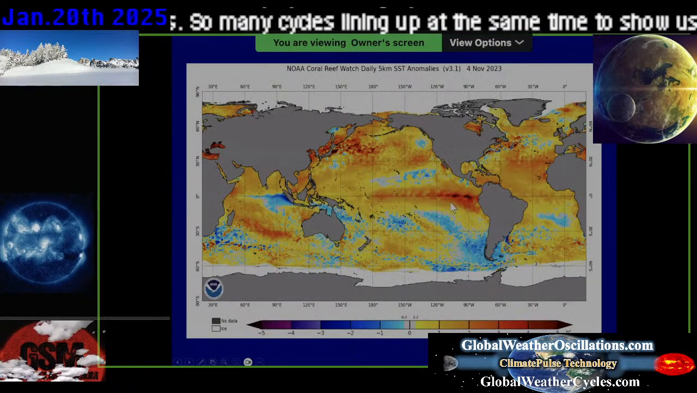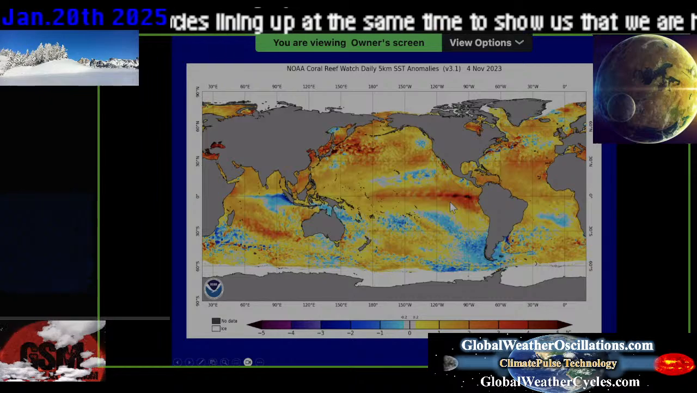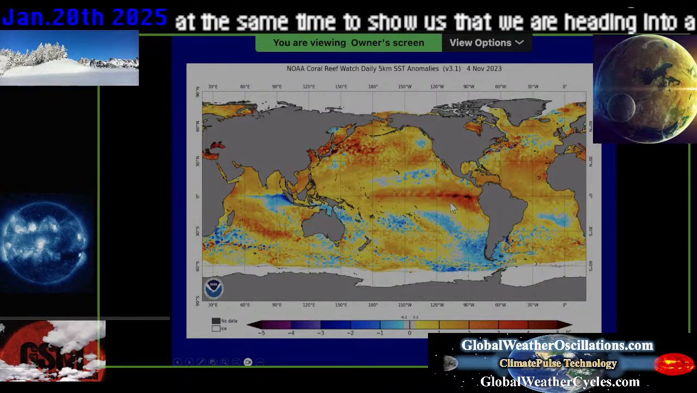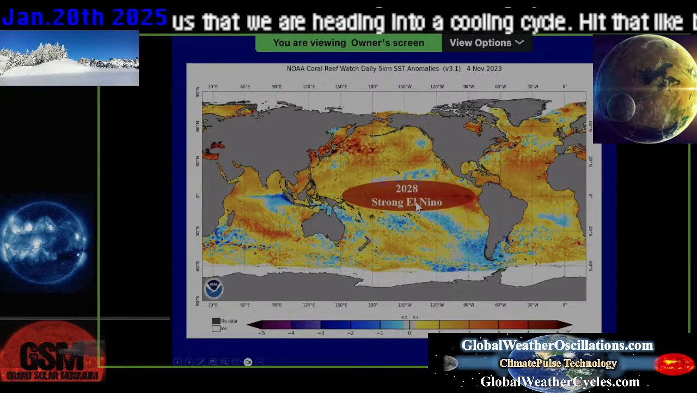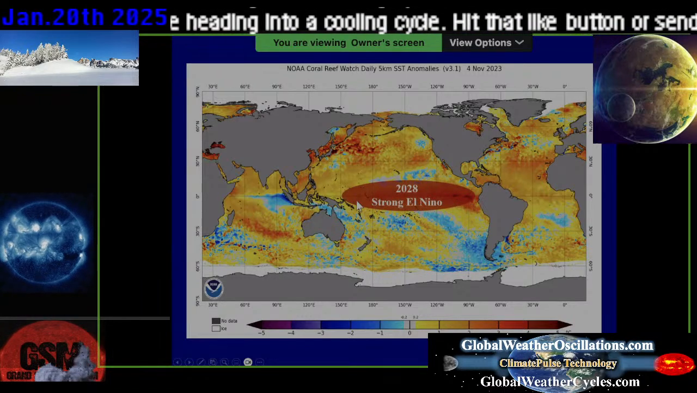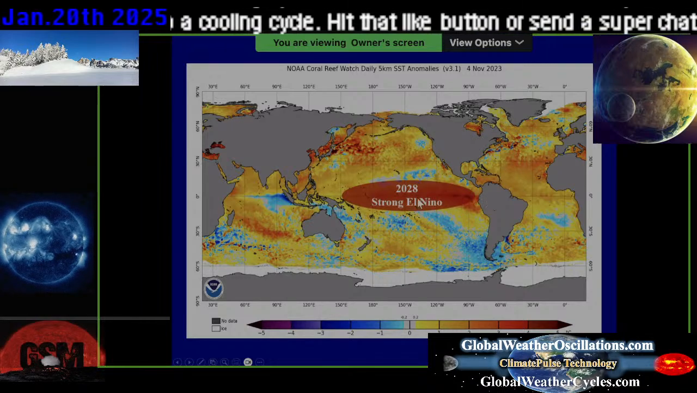So here we are, a graphic. This is November of 2023, warm waters. Well, there's the strong El Nino we're going to have in 2028. Warm up the equatorial area. Could be really warm. Wow.